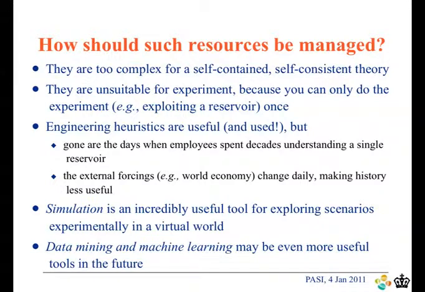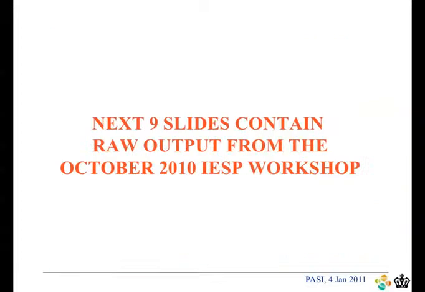So simulation will be an incredibly useful tool for exploring scenarios, and data mining and machine learning will be even more useful tools in the future, because most of the world's problems don't have good models. Navier-Stokes and Maxwell, they are exceptions. Those are those beautiful problems into which we seek refuge when we want to do something useful, but we ignore all the hard problems.